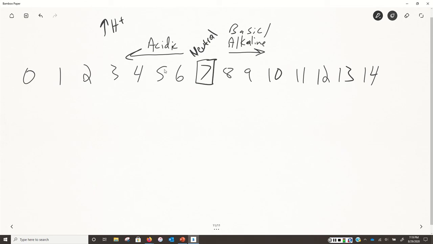And as we go further and further down, each step, the H plus concentration goes up, and we can be more specific. Each step, the H plus concentration goes up times 10. Another times 10. And another times 10. Every step of the way, H plus concentration goes up times 10.